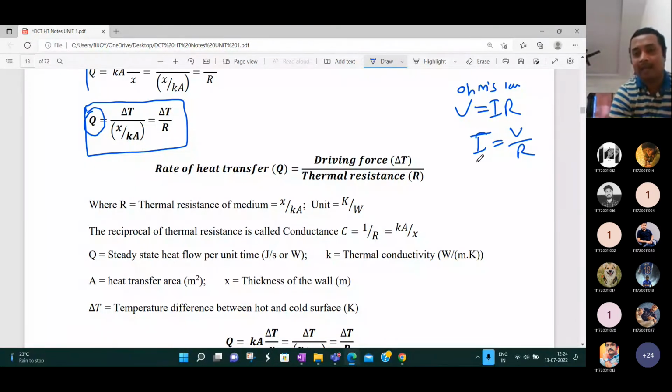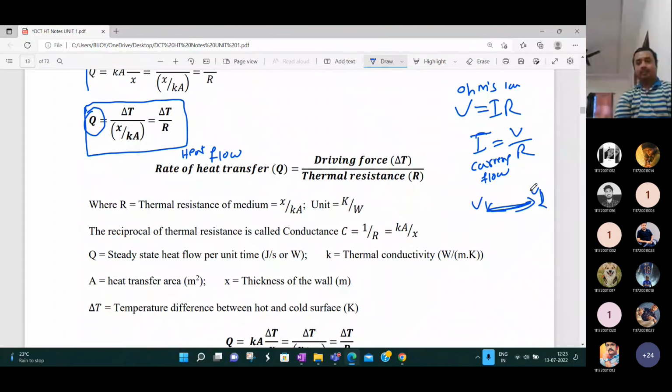What is I? I is the current flow. How much current will flow? Same like rate of heat transfer, or you can say heat flow. The current flow will depend on how much the voltage difference. Yes or no? How much the voltage difference is there, the current will flow accordingly. Similarly, what is the driving force? If the temperature difference is high, then the Q will also depend directly on it. Then what is resistance? It is inversely proportional to resistance.